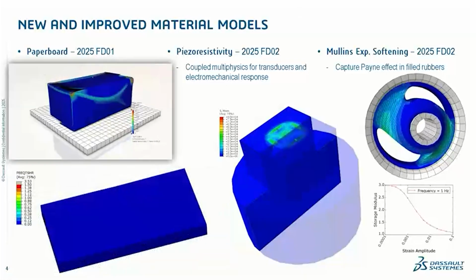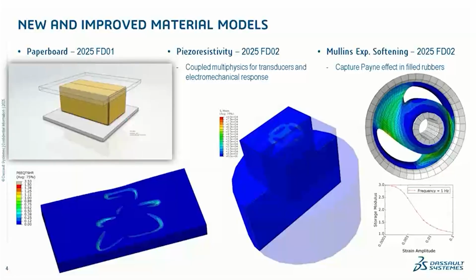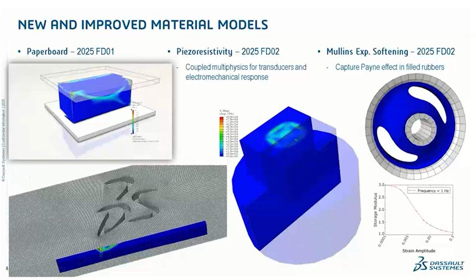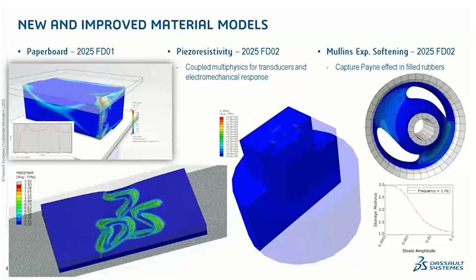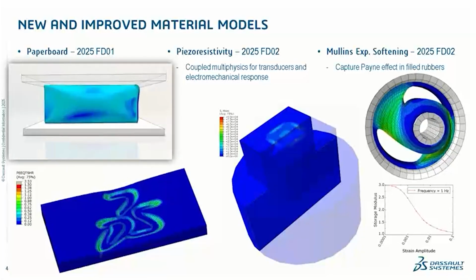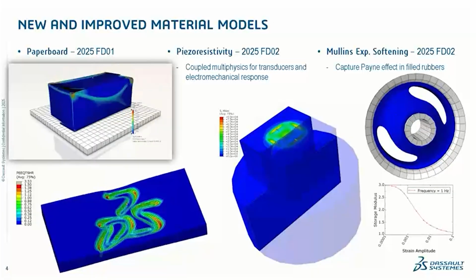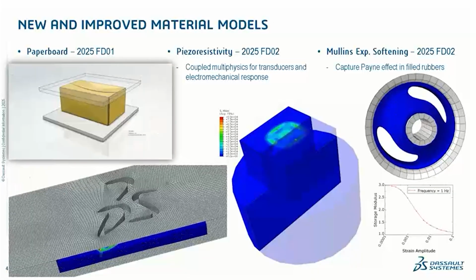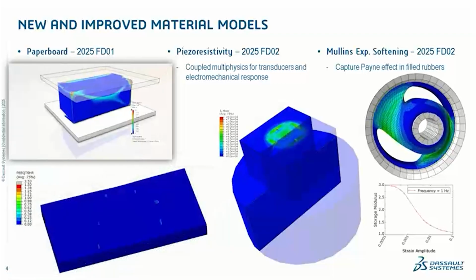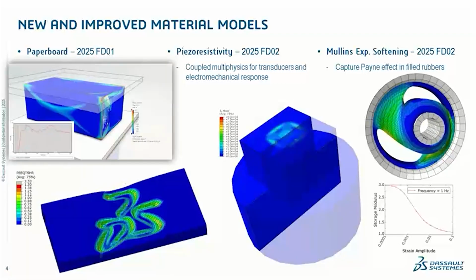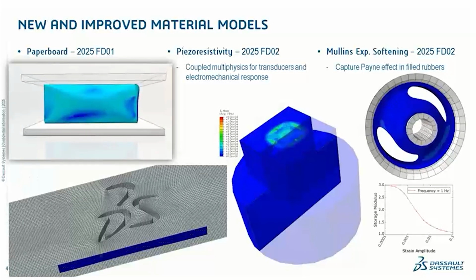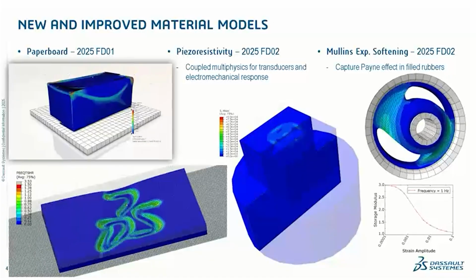The first one is the paperboard or cardboard material model. If you're familiar with it, paperboard or cardboard has out-of-plane stiffness, in-plane stiffness, and shear stiffness as well. So now we can model the material based on the various responses: in-plane orthotropic linear elasticity with plasticity and hardening. And we can also do different yield in tension and compression, right?